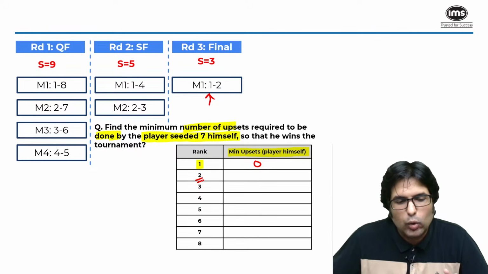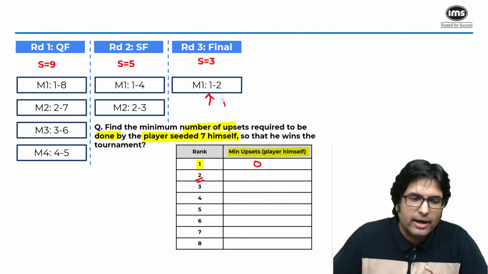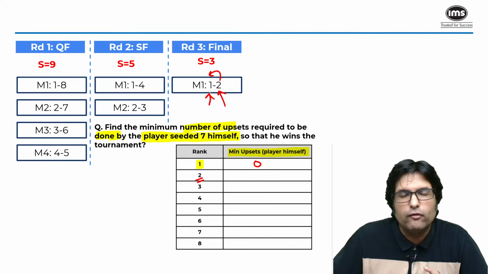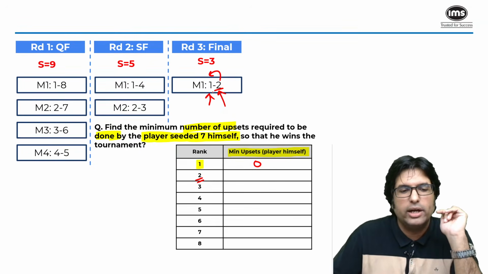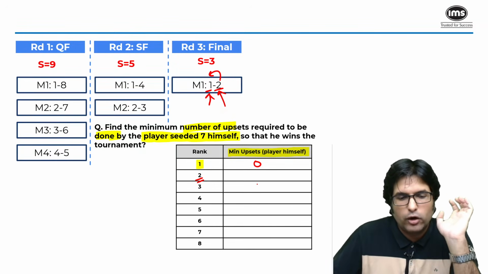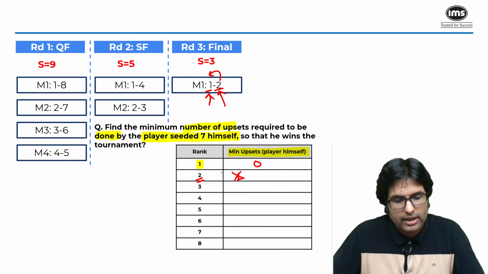What about player rank 2? A lot of you would be tempted to answer that player rank 2 is able to reach the finals without any upset. This player rank 2 would be involved in one upset himself. So player rank 2 here would cause an upset. So for 2 the answer is 1, but this is wrong. For player rank 2 the minimum upsets are 1, but this is wrong. 1 is not the correct answer.